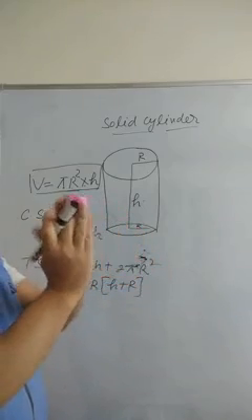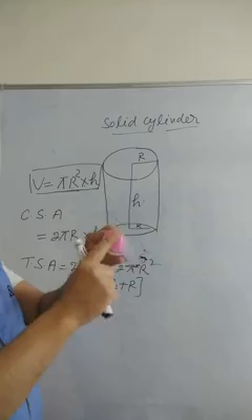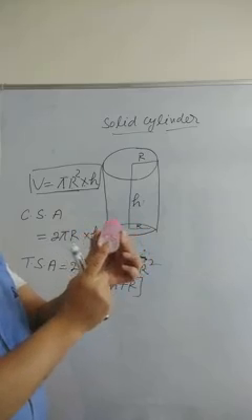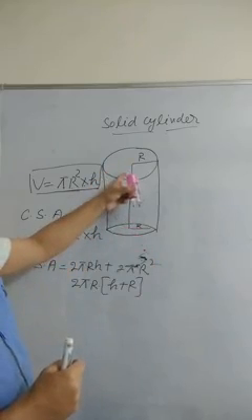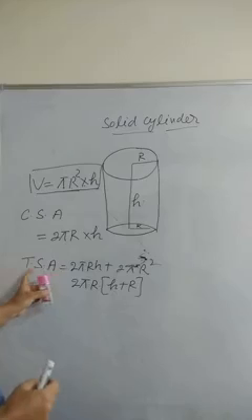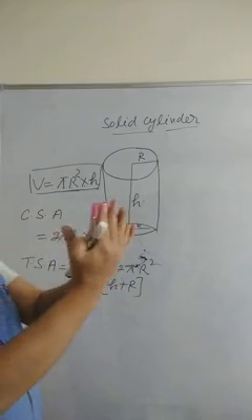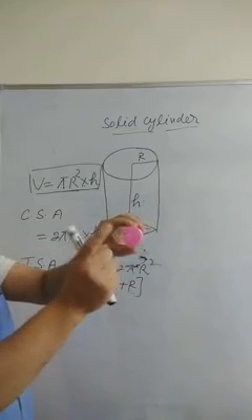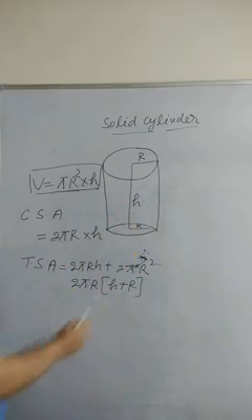If you see this cylinder, if I ask you to paint it, you can paint this curved surface. This part you can paint with a brush. You can paint this part as well as this part. From inside you cannot paint because it's a solid cylinder. So this will give you the total surface area, that is the surface area of this curved part plus the surface area of this top as well as the surface area of this bottom. Got it?